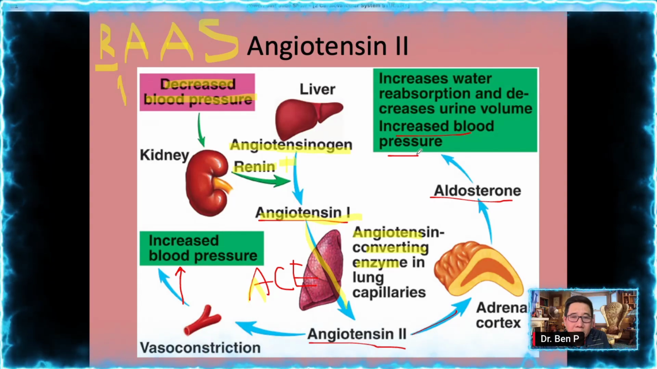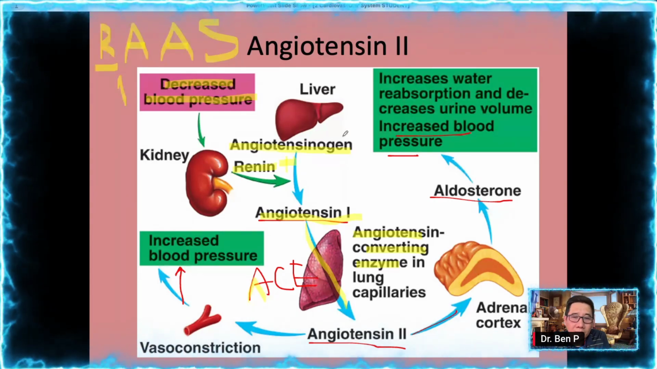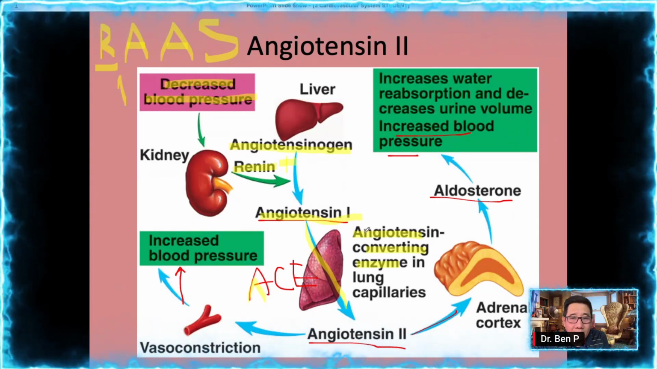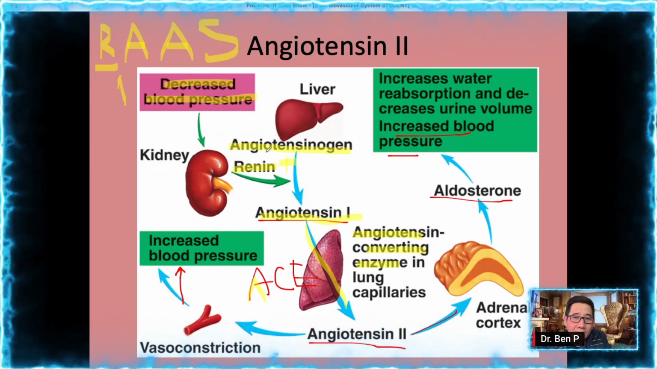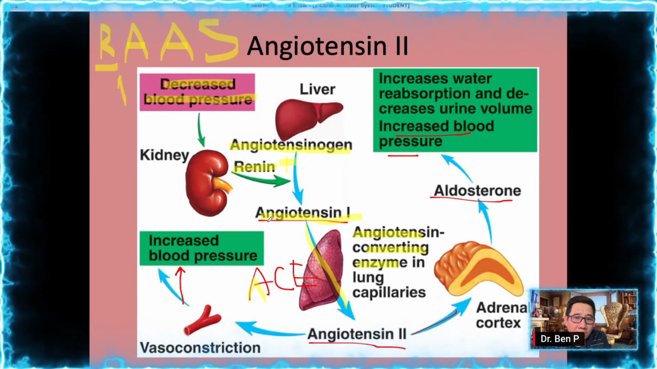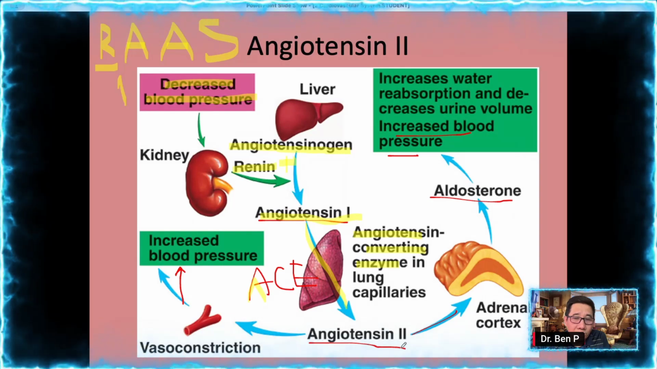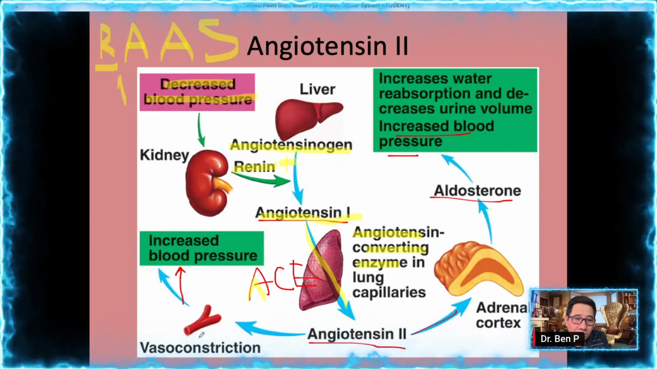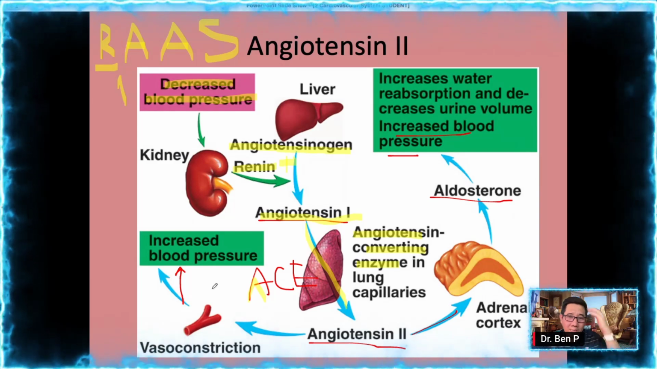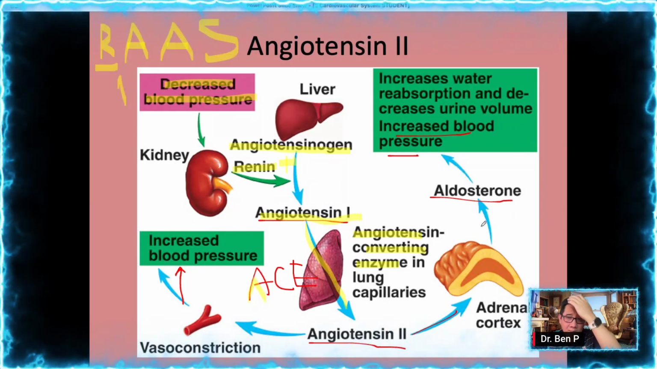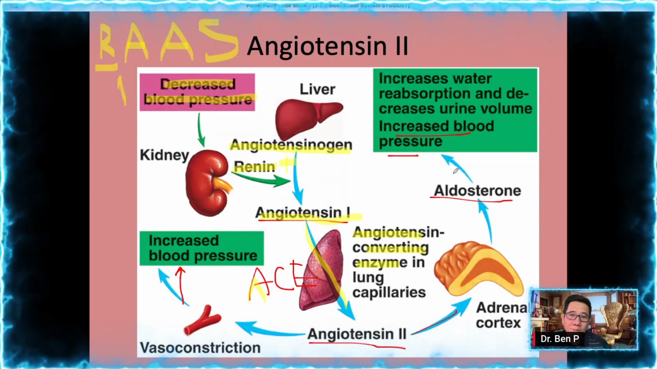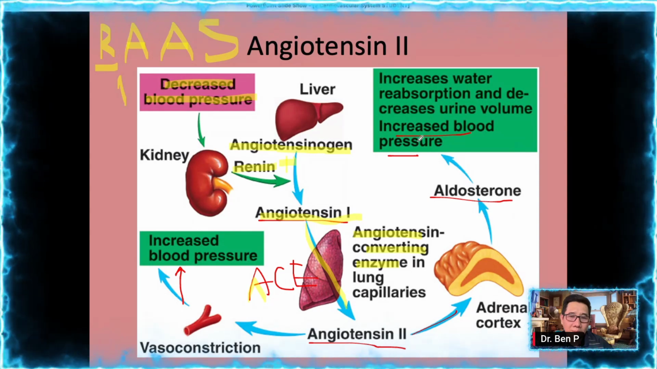Okay. So this is how we increase your blood pressure in your body: renin binds with angiotensinogen to become angiotensin 1. That goes to your lungs, becomes angiotensin 2, and that angiotensin 2 causes vasoconstriction and causes your adrenal cortex to make aldosterone, and therefore increases your blood pressure.